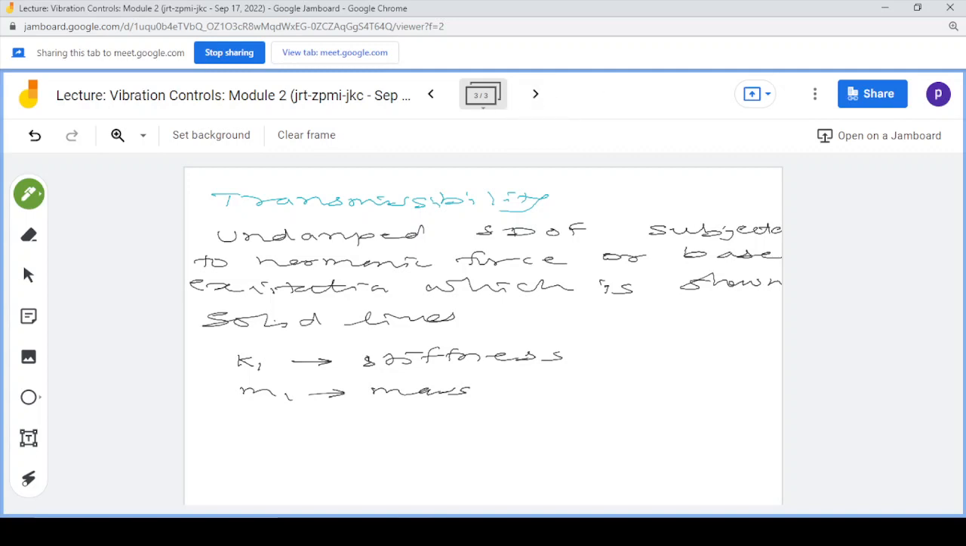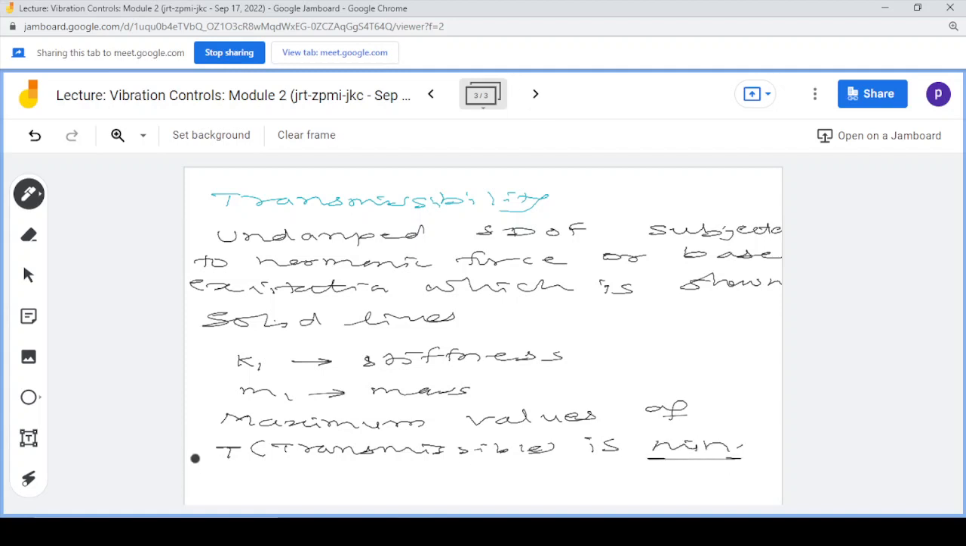So in this case, what we want to find out is the maximum value of the transmissibility. The maximum value of transmissibility should be minimum in the entire range, that is from 0 to infinity.